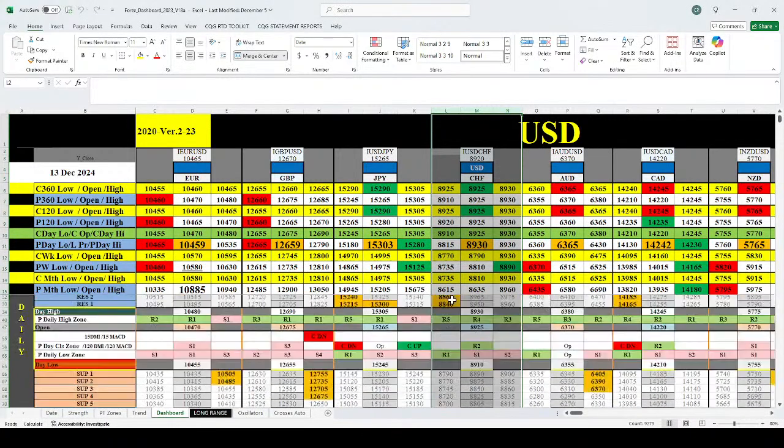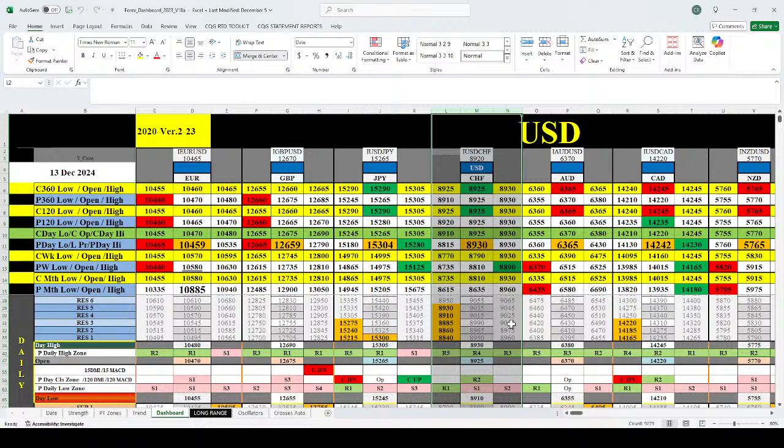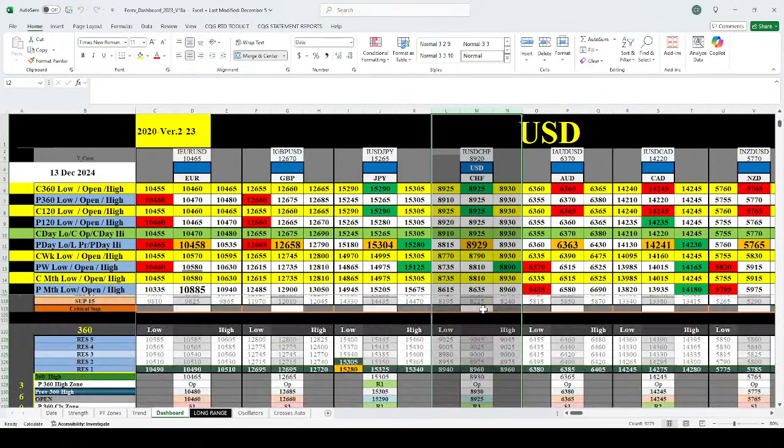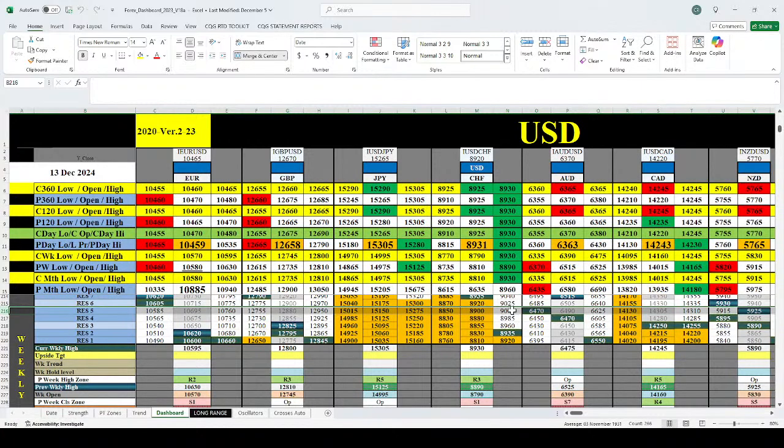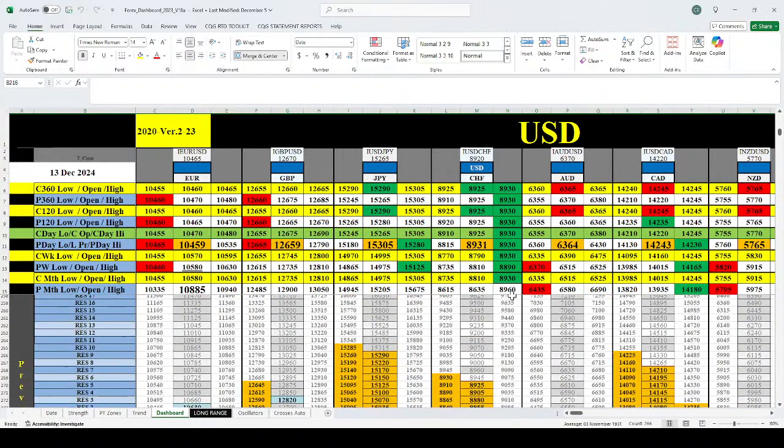Daily RR2, RR5. Okay, daily RR2 is 89.75, RR5 is 90.25. So take down those levels, and that means I'm looking at a target of 89.75 to 90.25. Then remember, weekly RR2, RR5. So here we see 90.05, and RR5 is 90.005.